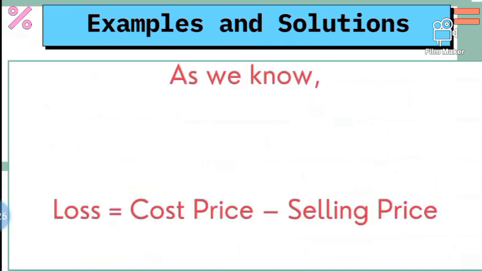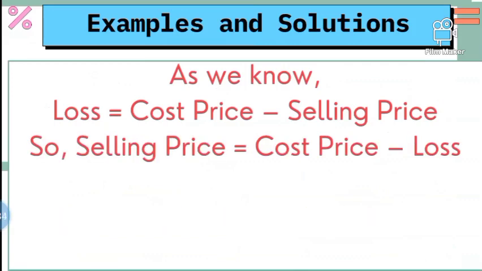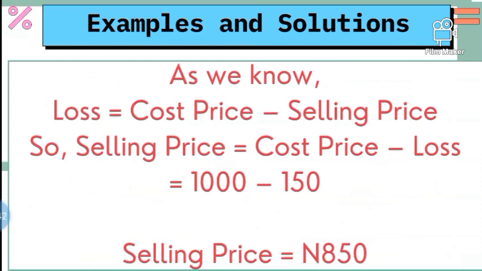Now, as we know, the loss is cost price minus selling price, right? Like I said earlier. So the selling price is the cost price minus the loss, which is 1,000 minus 150. So the selling price is 850 naira.